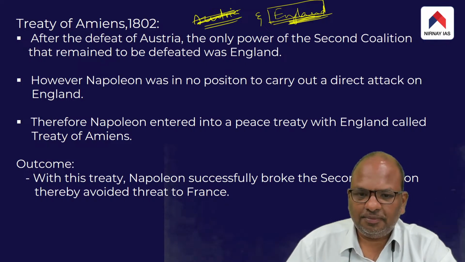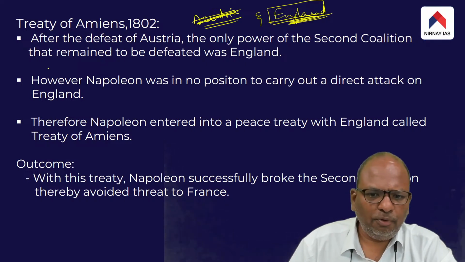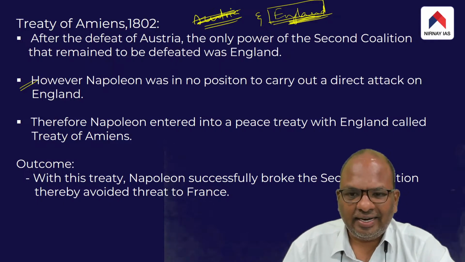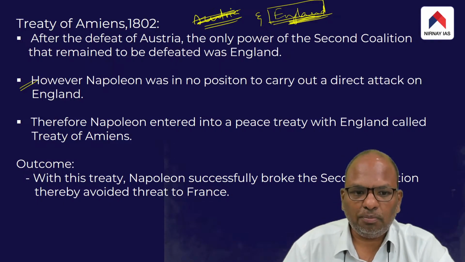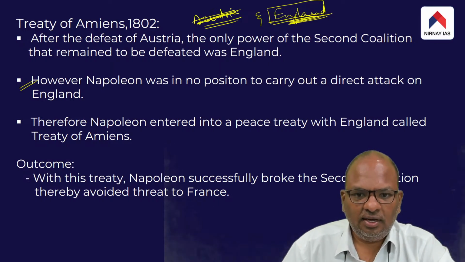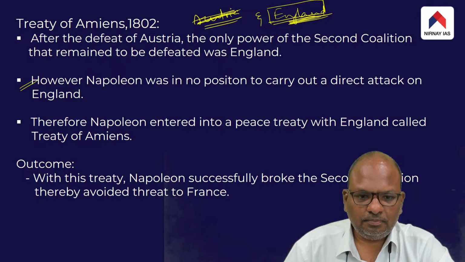But the point is, Napoleon knew very well that carrying out a direct attack on England was not possible because England had a far superior navy, and therefore a direct attack on England was unthinkable for Napoleon.